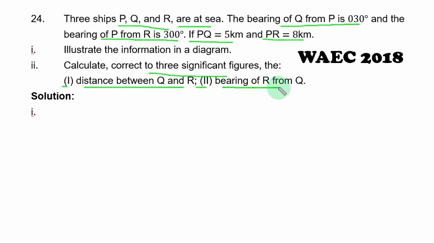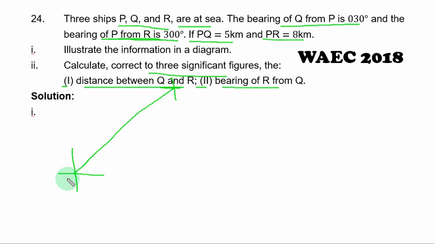Let's see the rough sketch of the information. Bearing of Q from P. So let's say somewhere here is P. The bearing is 30 degrees. That is in the first quadrant. From P you go to Q. So somewhere here is Q. The second bearing is that of P from R, 300 degrees. Already you have P here.